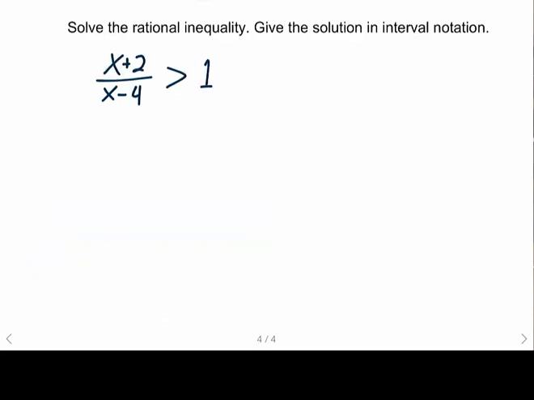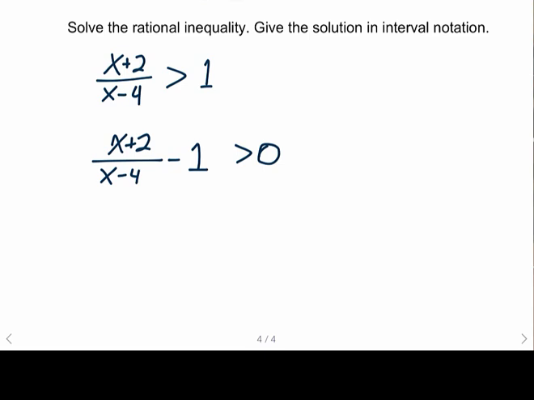Finally, we have x plus 2 over x minus 4 is greater than 1. This should be reminiscent of the second example. I'll just give you some guidance. We want to get everything on the same side with 0 on the other, and you'll need common denominators. So go ahead and work out this inequality.